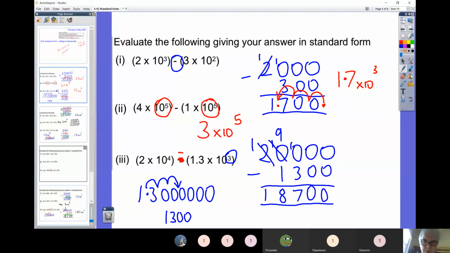First number has to be between 1 and 10. Where would the decimal point go to have an answer between 1 and 10? It would go there. So we can see the first part of our answer is going to be 1.87 times 10 to the something. How many hops has the decimal point done? It's going from here to here. That's 1, 2, 3, 4 hops. So your final answer would be 1.87 times 10 to the 4.